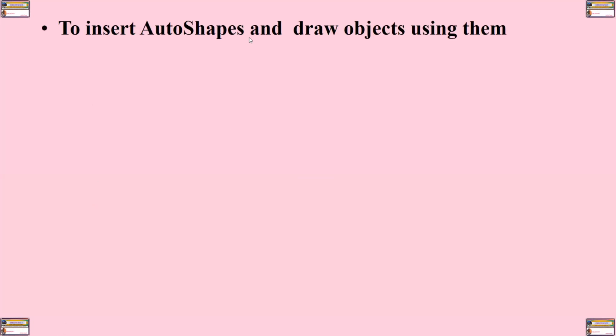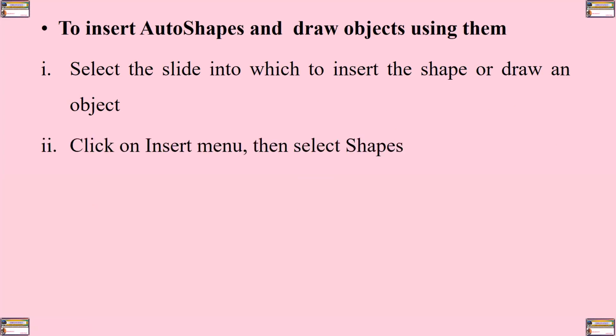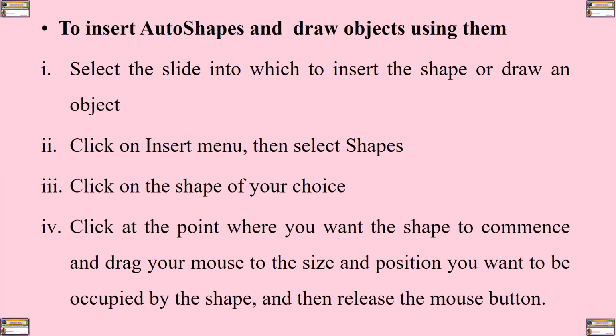To insert autoshapes and draw objects using them in a presentation, you select the slide into which to insert the autoshape or draw an object. Then you click on the Insert menu and select Shapes. Click on the shape of your choice. Click at the point where you want the shape to commence and drag your mouse to the size and position you want to be occupied by the shape, and then release the mouse button.